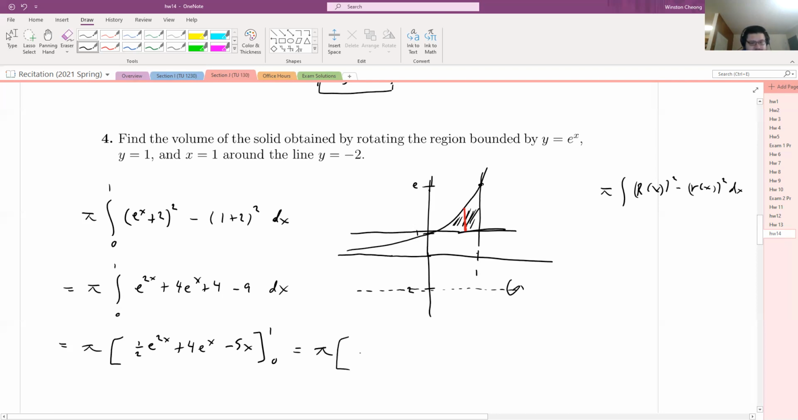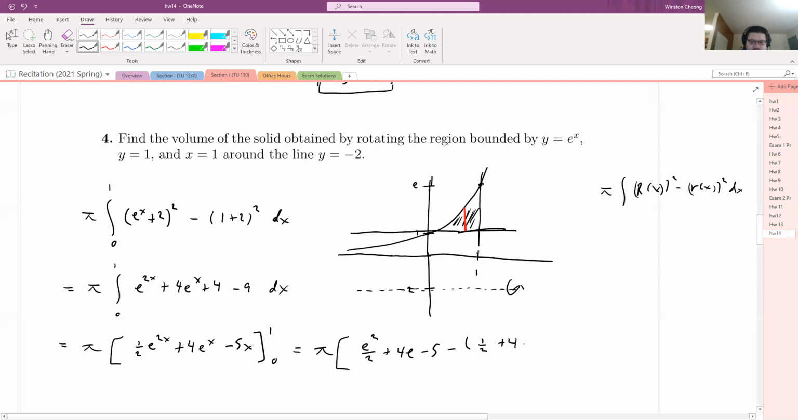Okay. Plugging in 0, or no, so yeah, both of them actually give you non-trivial things, so I need to keep a bit of track of this. So if I plug in 1, e squared over 2 plus 4e minus 5, and if I plug in 0, the thing is that the exponentials don't cancel completely, so you have to pay attention to them.